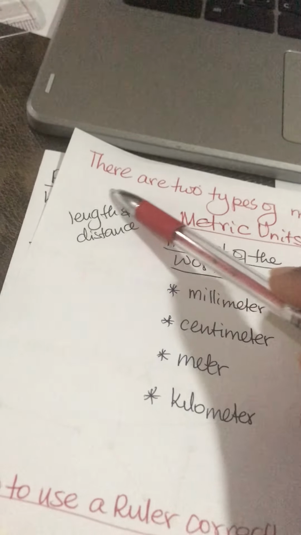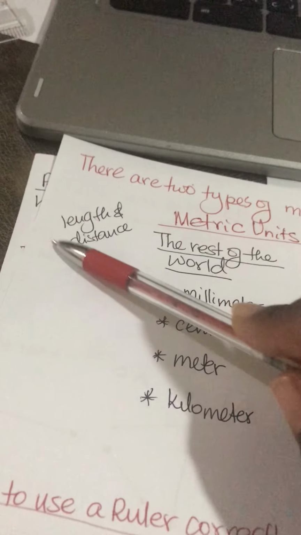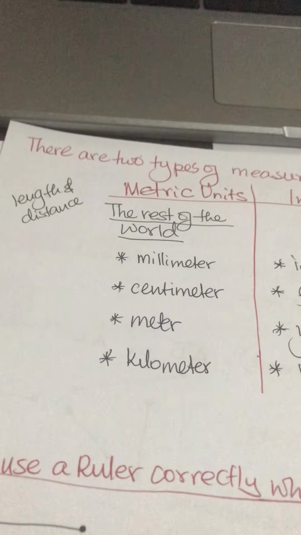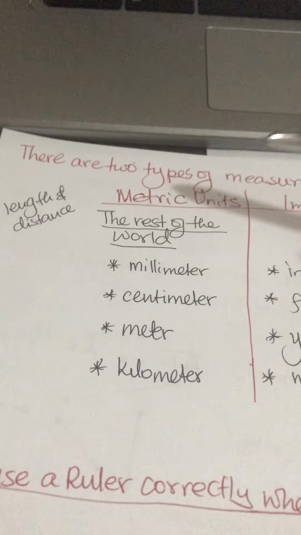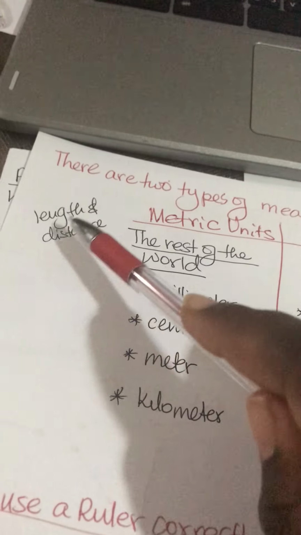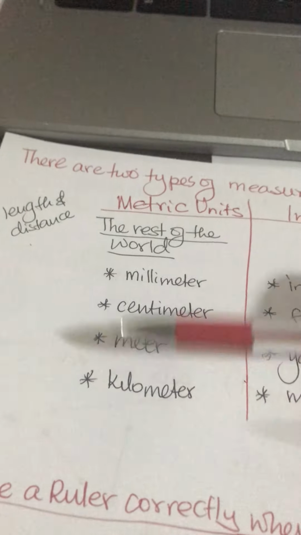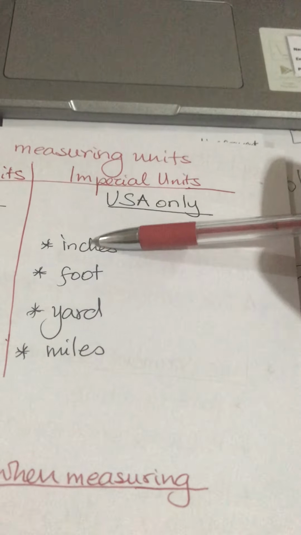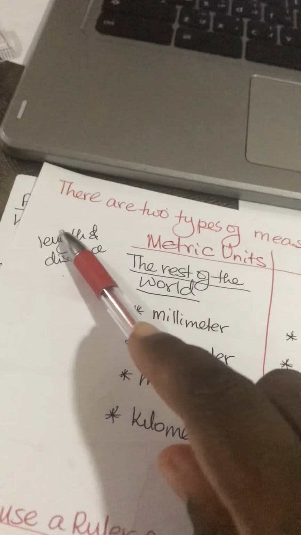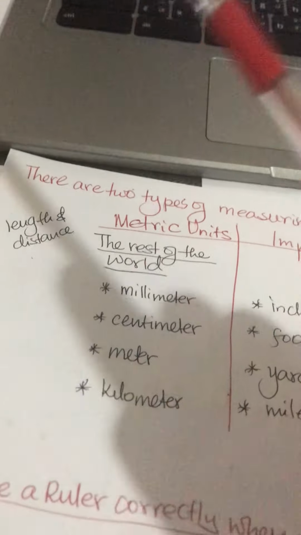These are units of length and distance, because that's what we are talking about here. We are talking about length or lines. So these are the only metric units for measuring length and distance, these ones. And these ones are the only imperial units that you will use if you're measuring length or distance.